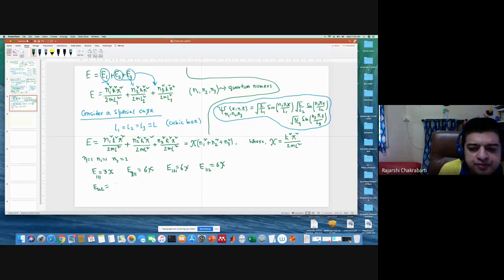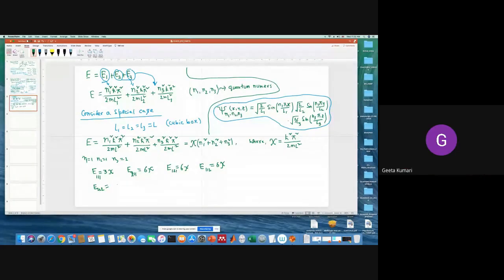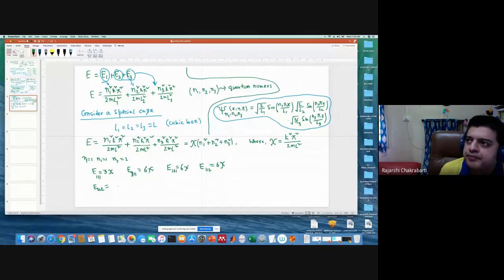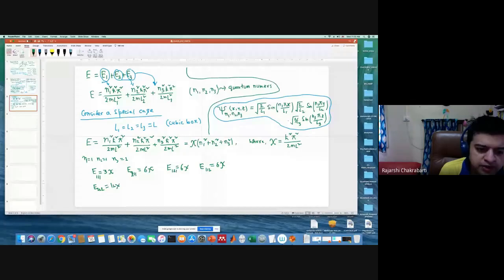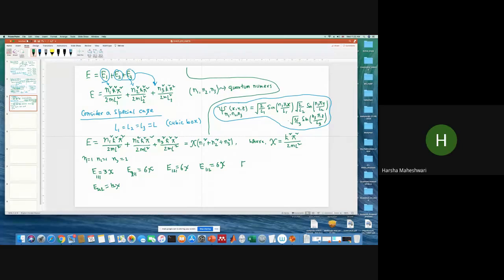The answer is 2 square plus 2 square plus 2 square. What is that answer? 9. 222 is 9. No, sir, 12. Is there anything between this? 311, 212.